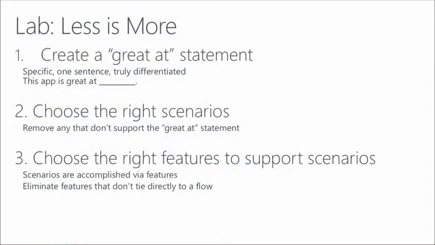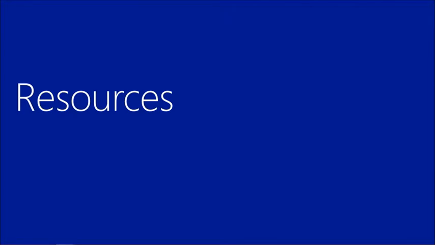Now, normally when we do that, we also have a lab. This is something you can do for yourself when you're thinking about an app. Go through this exercise to think about that great at statement, the scenarios that support that, and the features to support those scenarios. And think of all the things we talked about, how you select those scenarios and features, etc. So you have a very good goal of where to go with your application and building your application.